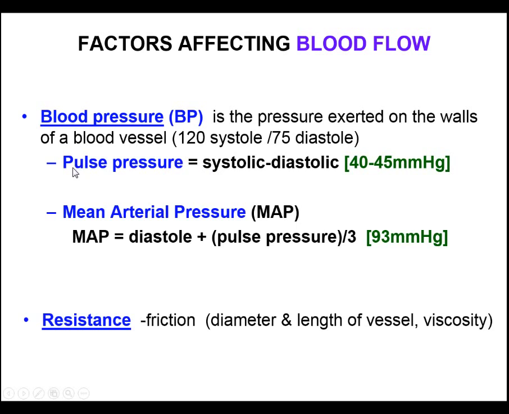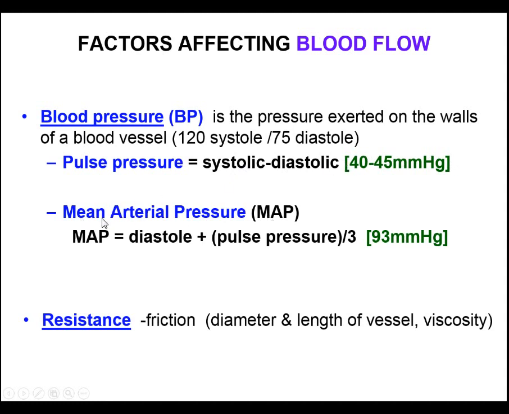One such measurement is pulse pressure. Pulse pressure is measured by systolic minus diastolic, and we would expect that to be about 40 to 45 millimeters mercury, that difference. But if the difference is much greater or much less, then that can be reason for concern, and further evaluation should take place.